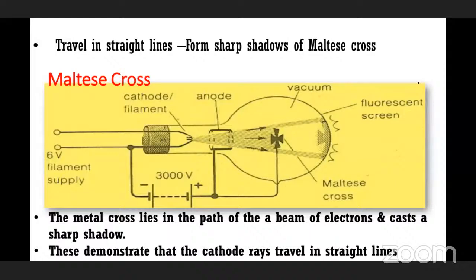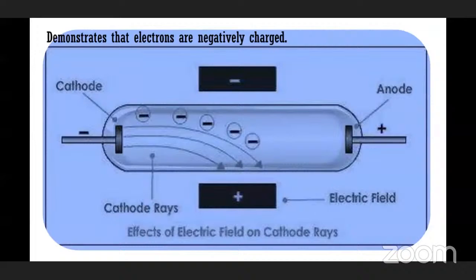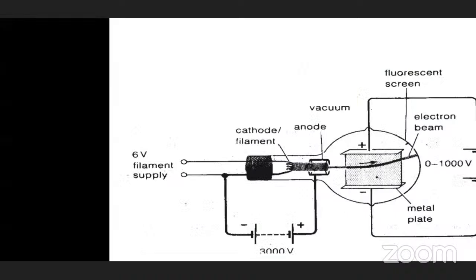Then you have the next, the same concept. Then this one you can see demonstrates how the electrons are actually negatively charged. In this case, you can see a positive plate. We have an electric field. Then you can see that the cathode rays are actually deflected towards the positive plate at this point.